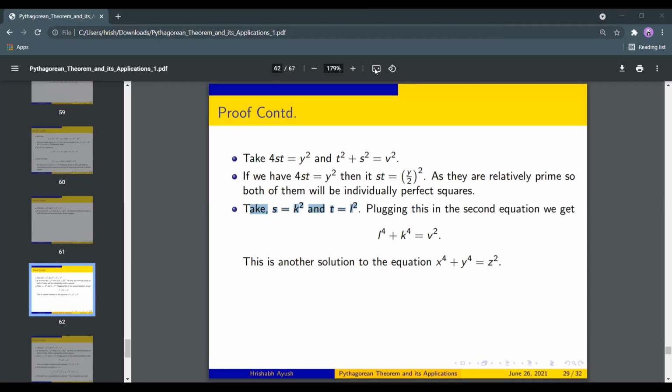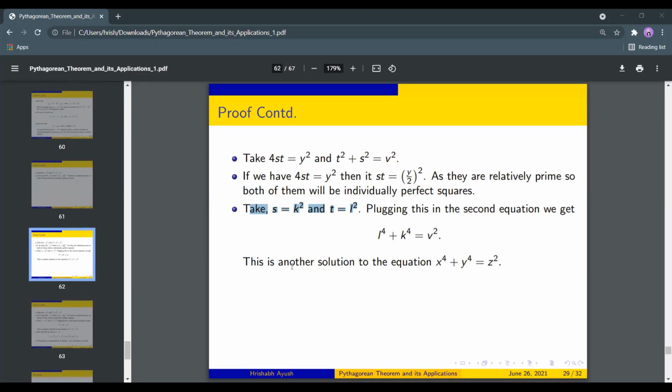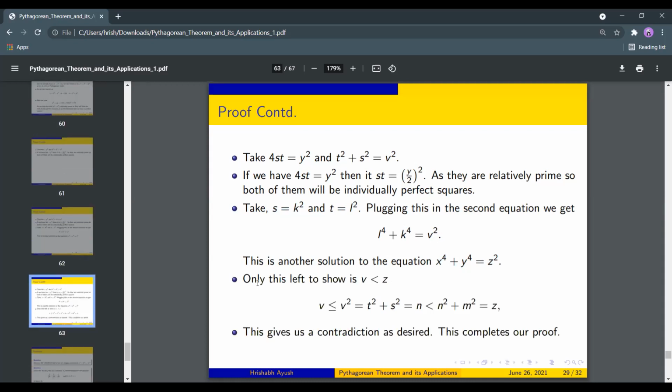It might confuse you, but if you do it one or two times, you will be able to understand this. So we can plug this into this equation. So we find L to the power of 4 plus K to the power of 4 equals V square, which is another solution to the equation Kx to the power 4 plus Y to the power 4 equals Z square. And we found another solution, which is also not minimal.